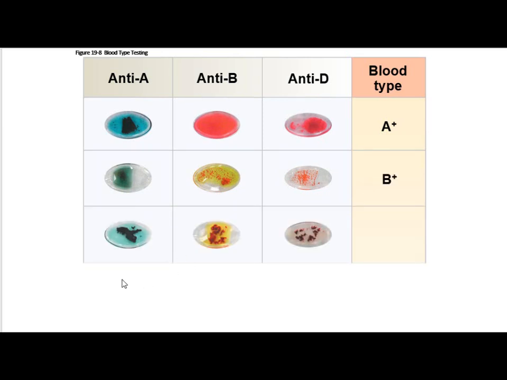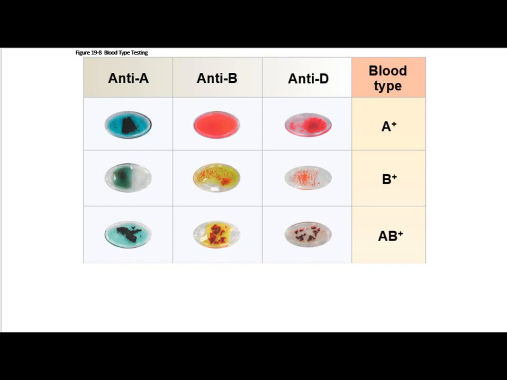Now, if you look at this one, agglutination occurred in all three of them. Agglutination is here, agglutination occurred here, and agglutination occurred here. What type of blood should it be? It should be AB plus blood type.